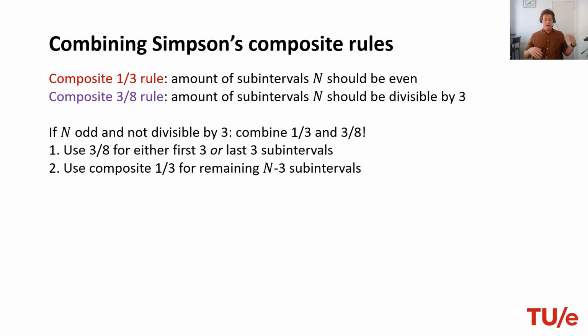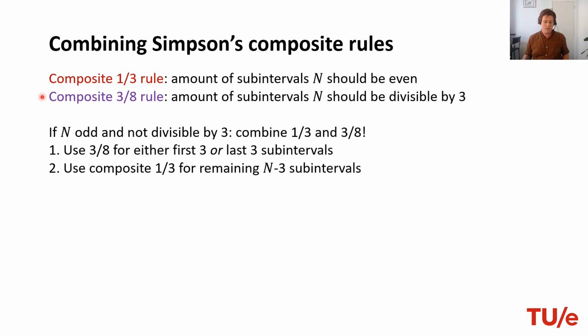So for both the Simpson's 1/3 rule and Simpson's 3/8 rule, we saw that there are some conditions on the total amount of subintervals that we can use. And this can be quite annoying, especially if you're not free to evaluate your function wherever you want. Now, this can be circumvented in a way. For instance, the situation can occur that n is odd and not divisible by 3. And that would mean that you cannot apply Simpson's 1/3 rule nor Simpson's 3/8 rule. So neither of those composite rules could be applied here.